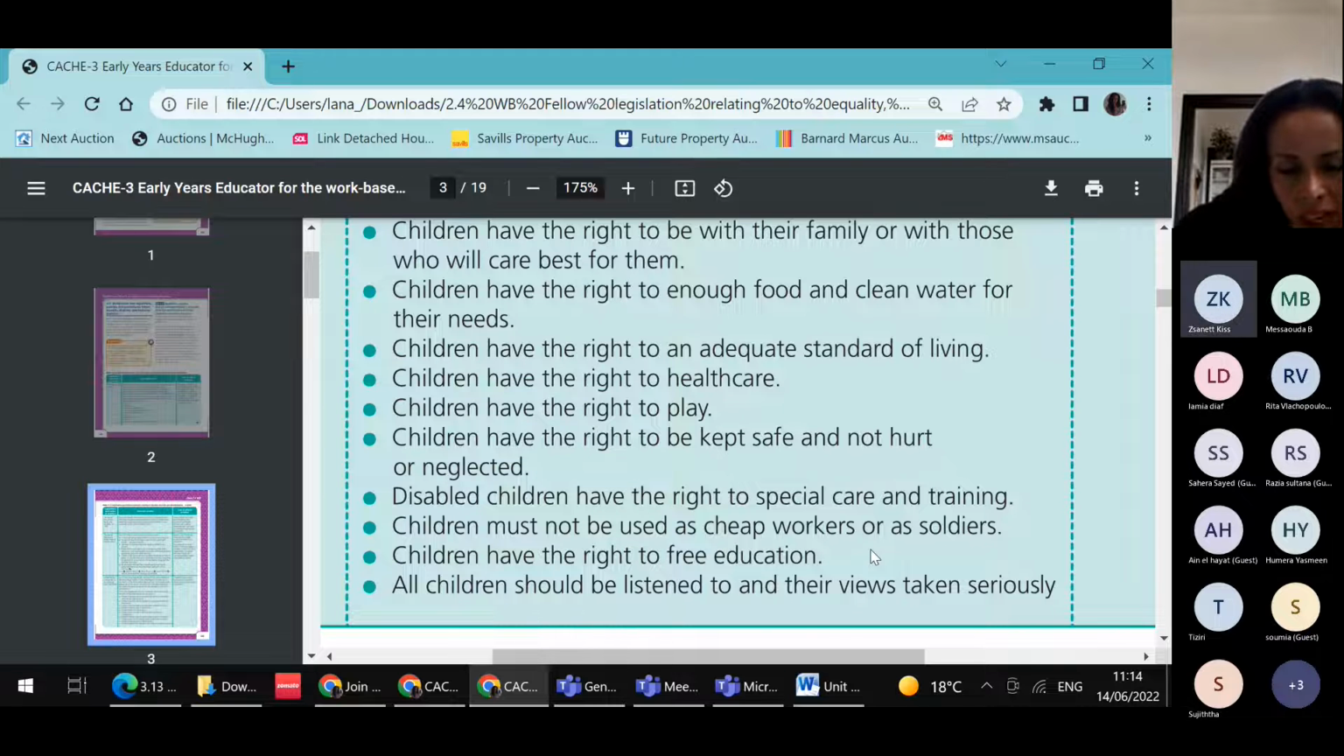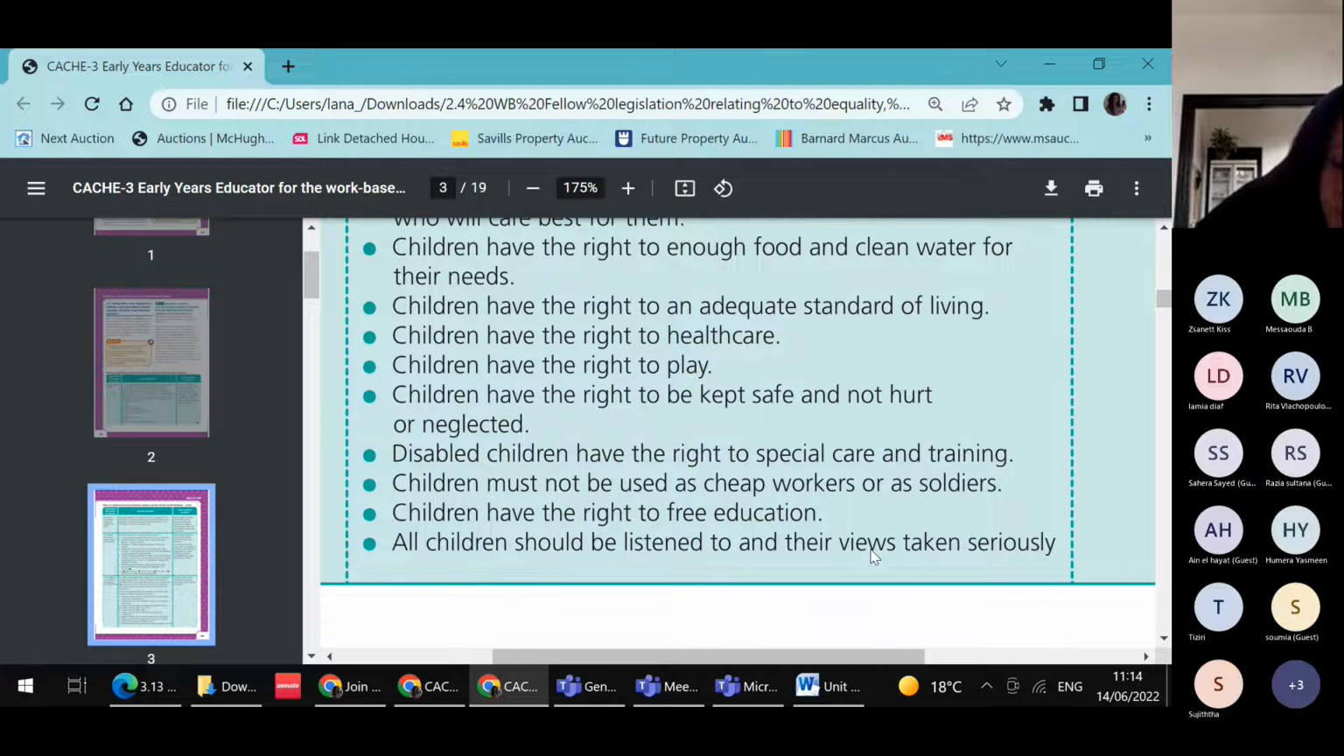Also, children must not be used as soldiers, and also as cheap workers. You know that in some countries, they use children to do sewing or cleaning, but this is not allowed in the UK. And also, children must have the right to free education, and children must be listened to. We shouldn't enforce our views on the children.